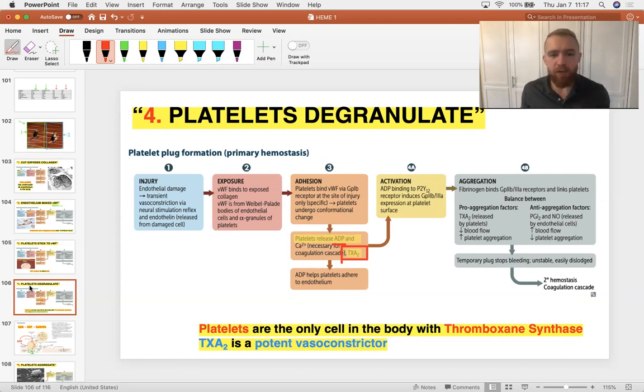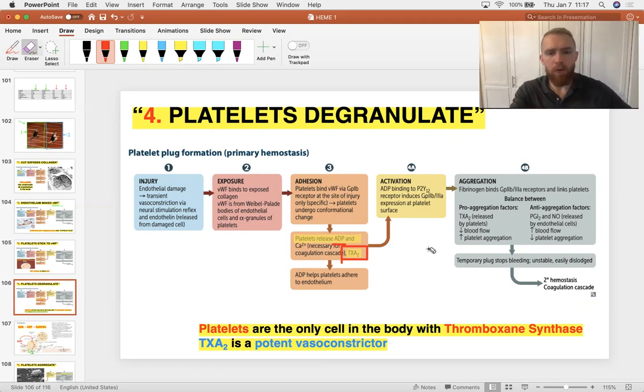And TXA2 is downstream from prostaglandin H2, and PGH2 is downstream from arachidonic acid. And so you need to send arachidonic acid through cyclooxygenase in order to make the prostaglandin you need to make thromboxane. So if somebody is on a non-steroidal anti-inflammatory that is going to block COX, then you're going to have a platelet aggregation problem. And that explains why bleeding is a frequent side effect of non-steroidals such as Advil.